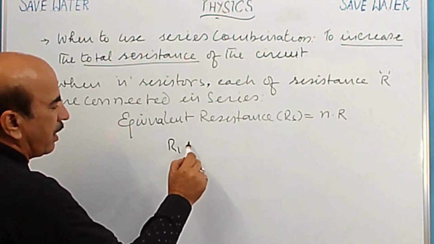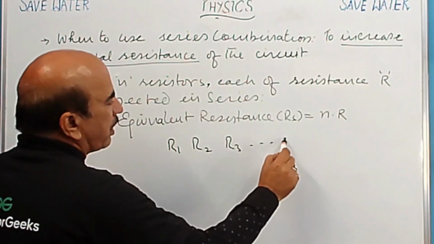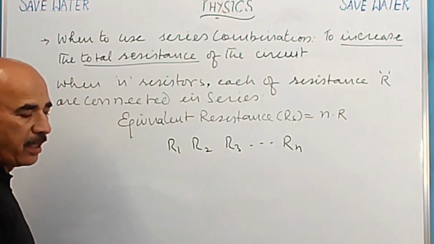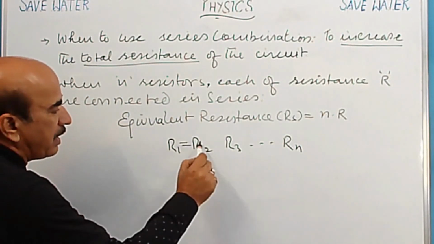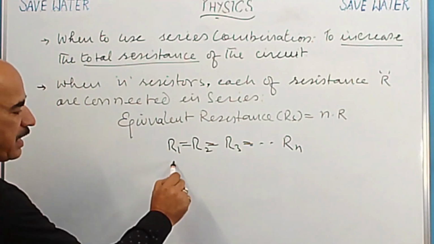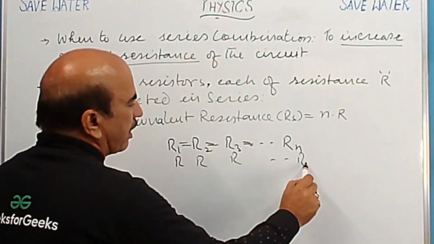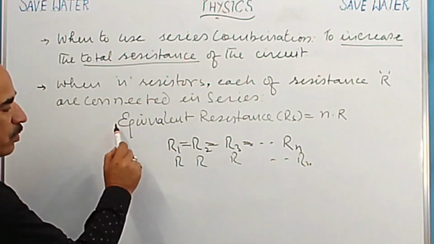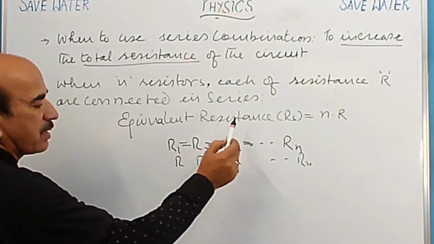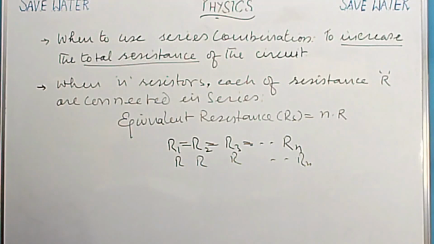There's R1, R2, R3. Therefore, a large number of resistors are there, say Rn. So then each resistor is of the same resistance. हर एक का resistance same है. R, and here it is R. Okay, n. So total resistance क्या होगा? Equivalent resistance that will be equal to n into R. It is very very simple here.